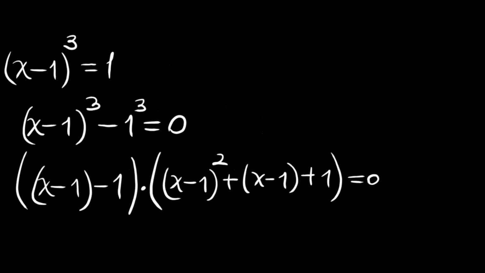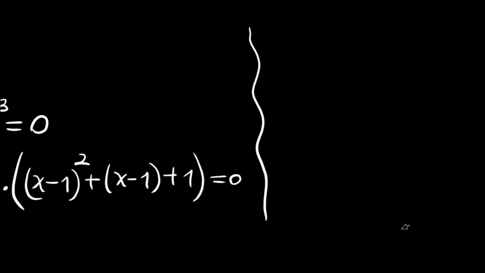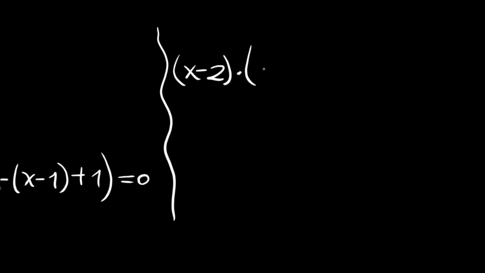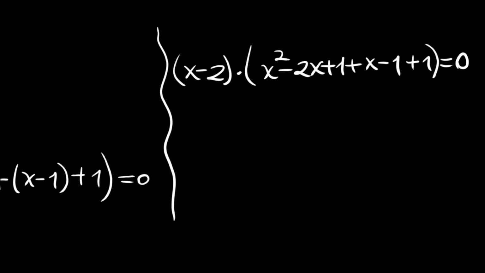Now to just write it again, we will have x minus 2 times. Let's expand this square. x minus 1 squared will become x squared minus 2x plus 1. Again we have x minus 1 and plus 1 again. This is equal to 0 now.